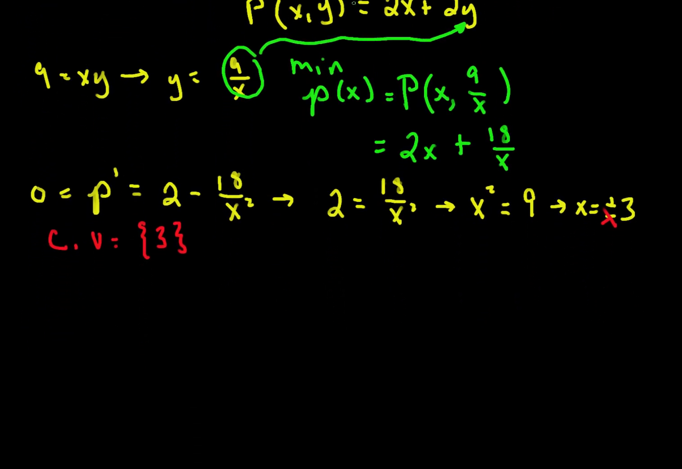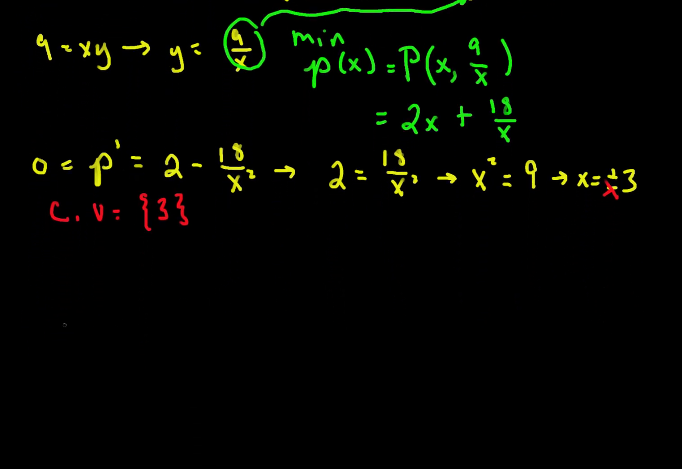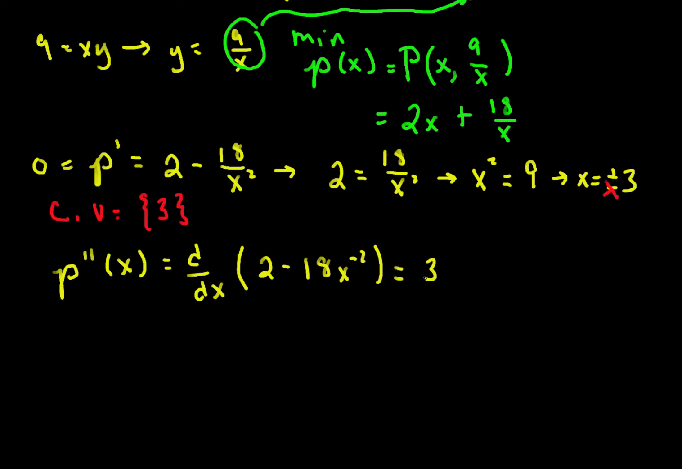Now we need to confirm that this will give us the smallest perimeter, so we have to use the second derivative test. And so P double prime of x is equal to, so this is x to the negative 2, so it's the derivative with respect to x of 2 minus 18 x to the minus 2. So the derivative of 2 is 0. This 2 comes down, gives us a positive 36. So this is equal to 36 over x cubed.